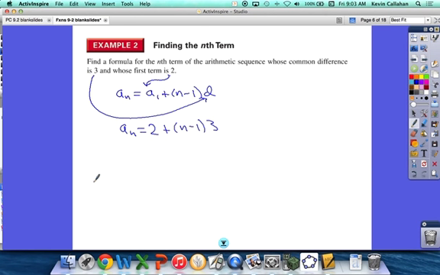Simplify. an equals 2 plus 3n minus 3. Combine like terms. an equals 3n minus 1.